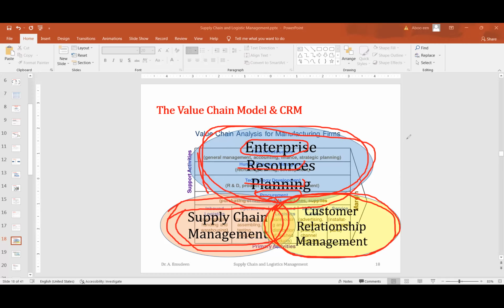So based on the activities in the value chain model, we can classify or group three major kinds of information systems. One is the supply chain management system. The second one is the customer relationship management system. And the third one is the enterprise resource planning system. Got the idea?